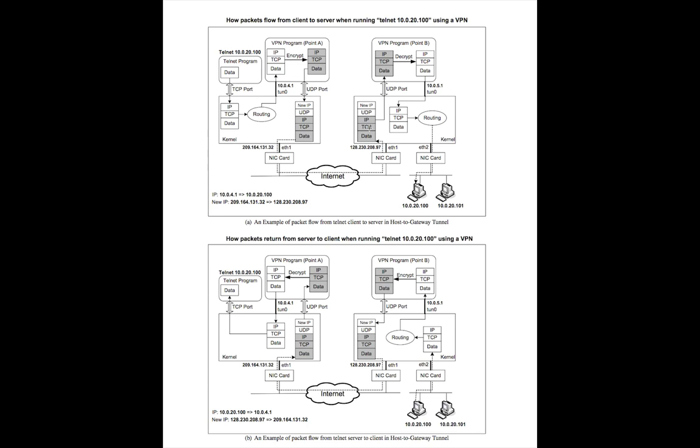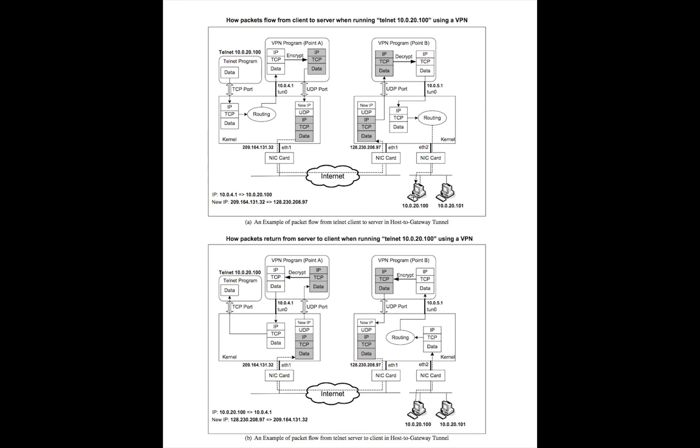Inside the kernel on Gateway B, it's going to remove the IP and UDP packet headers, and send this entire encrypted data up into the VPN program. Then using the shared key, the VPN program on Gateway B is going to decrypt. It's going to take the data and send it back down to the kernel. The kernel is going to look at the original IP address that Telnet asked the packet to be sent to, and route it down to its subnet, to this 20.100 computer. So that's how the data gets from 10.100 to 20.100.